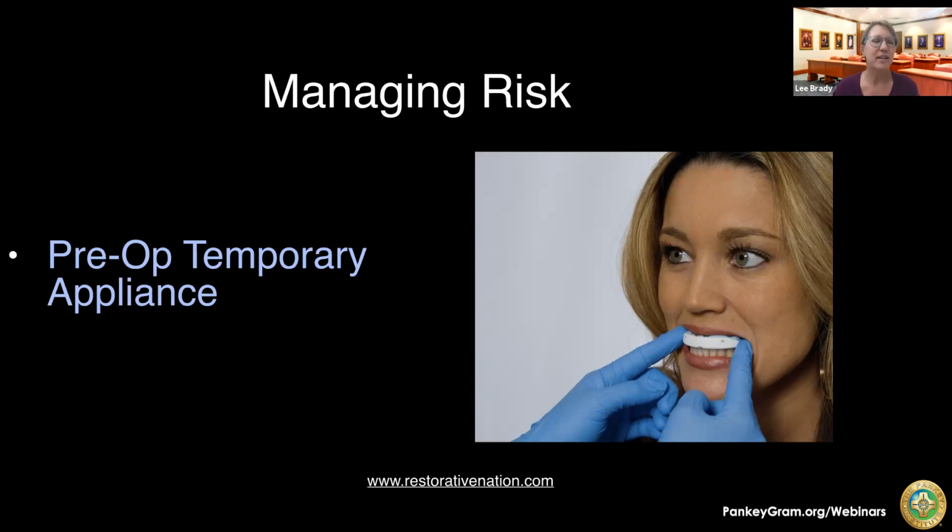How do you minimize the risk of causing a JAMSS episode? Probably the most important thing you can do is fabricate a pre-op temporary appliance for the patient, and you're going to have them sleep in that appliance every night for a week or two prior to your procedure.